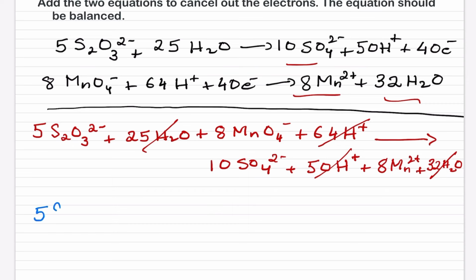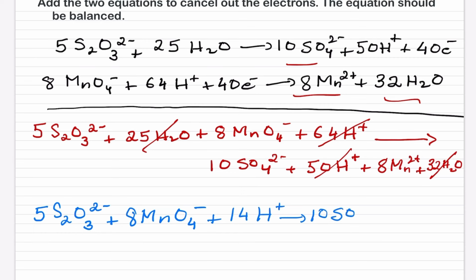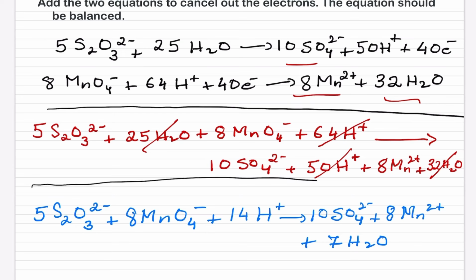5 S2O3 2- + 8 MnO4- + 14 H+ will give you 10 SO4 2- + 8 Mn2+ + 7 H2O. So this is the final balanced equation.